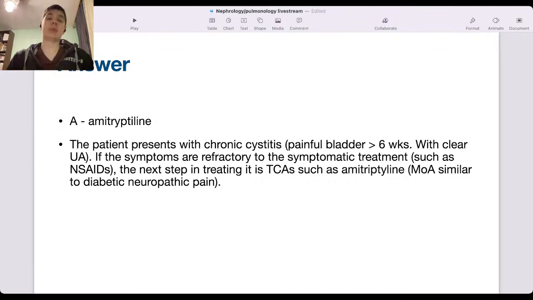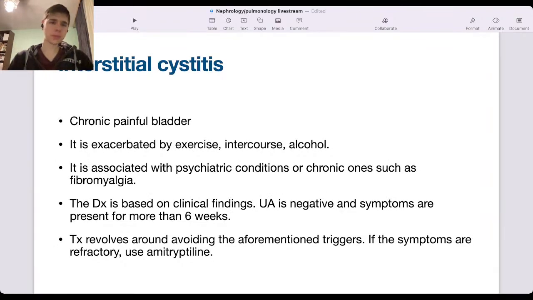A quick recap of interstitial cystitis. This is synonymous with chronic painful bladder. It is exacerbated by exercise, intercourse, or alcohol. It is associated with psychiatric conditions or chronic conditions such as fibromyalgia. The diagnosis is based on clinical findings. Urine analysis is negative and symptoms are present for more than 6 weeks. The treatment revolves around avoiding the aforementioned triggers. If the symptoms are refractory, we use amitriptyline.